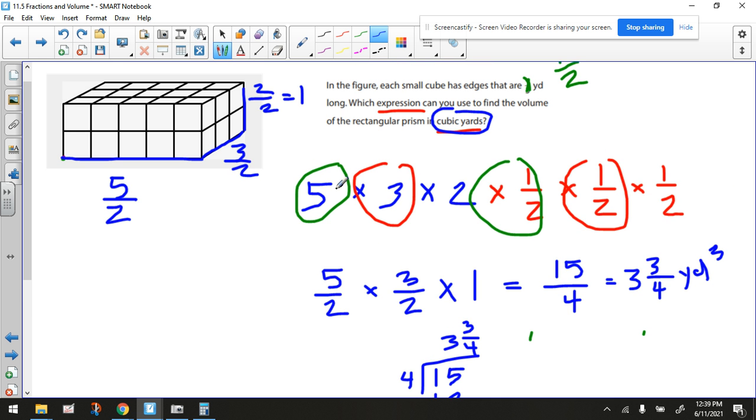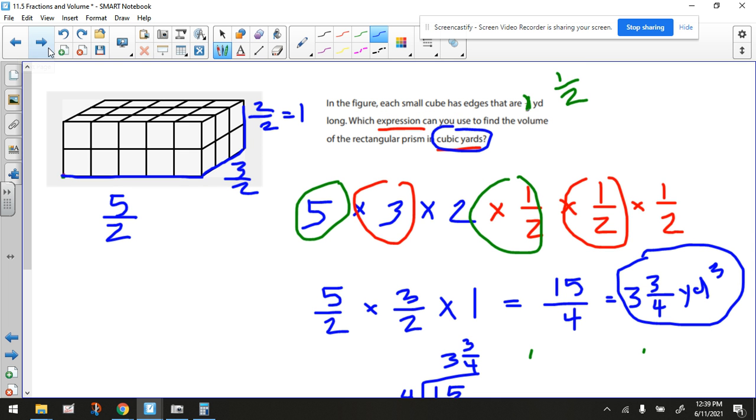Now, I just want to review with you for a second. What if I had to put a unit? If I did 5 times 3 times 2, I would get 30. What would the unit be on that? It would be 30 of the half inch or half yard cubes. That's a different unit than this. This is cubic yards. Much different answer.